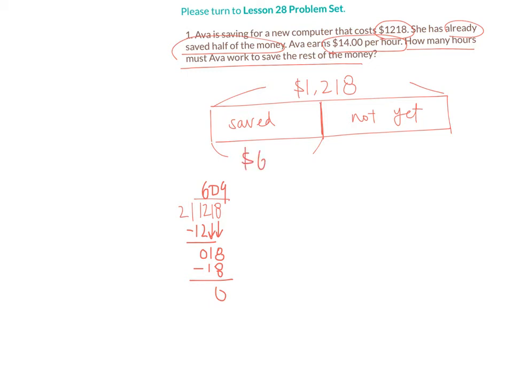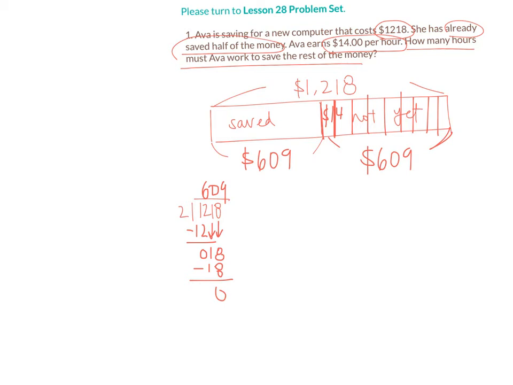$609. Okay. Let's label that. How much money does she have to make still? $609. Yeah. Let's label that as well. Okay. Now, if she works for 1 hour, how much money will she make? $14. Would that be part of her $609? Yeah. We can label that $14. Does she need to work more than that? Yeah. So we're basically seeing how many sections of $14 fit into that 609. Does that make sense? Yeah.